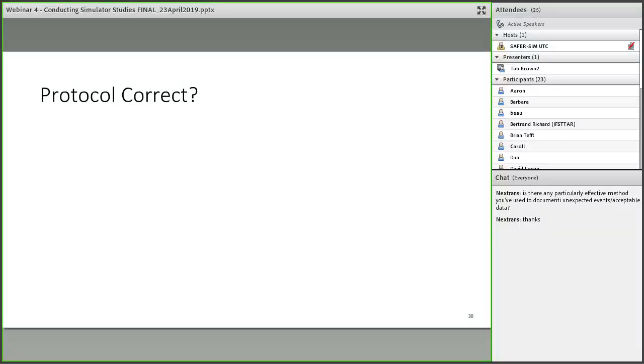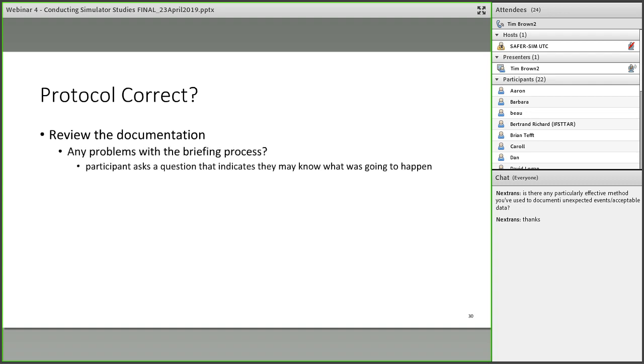So, protocol correct. We've been doing a good job of documenting, so we're going to review that documentation at the end, and we want to know whether or not there are any problems along the way. Were there any problems in the briefing process?